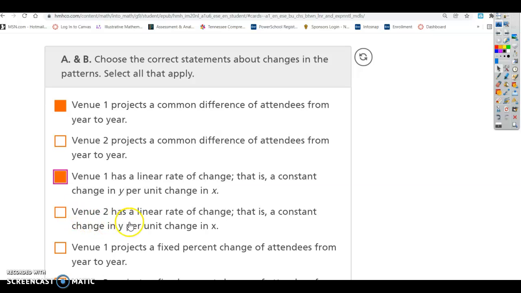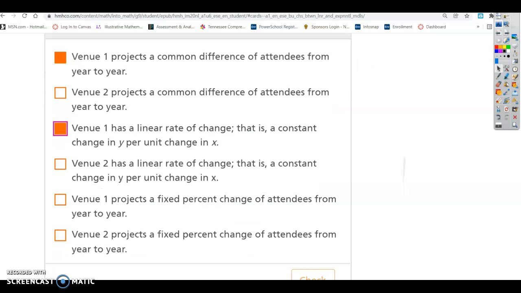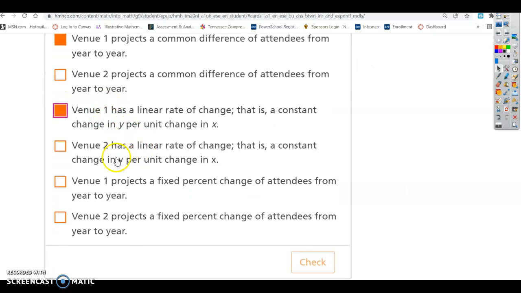And then the next one says venue 2 has a linear rate of change that is a constant change per unit. Alright, venue 2 was not a constant change. Remember, it's not linear because this one went up by 150, this one went up by 170, this one's going to go up by even more, and this one's even more. And so it's not a constant change. So there's not a constant change in venue 2.